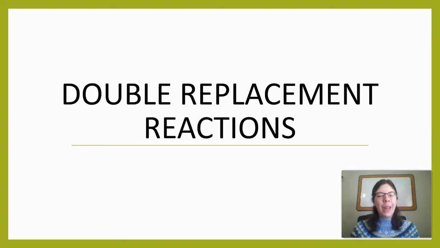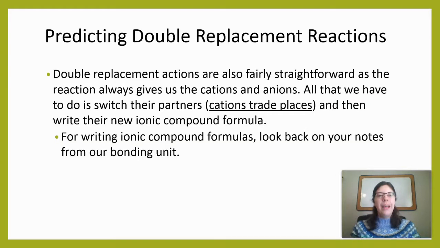Okay, so the other type of reaction that we need to predict products for are double replacement reactions. Now, these are a little more complicated than combustion reactions, but they're still pretty straightforward because you will always be given the cations and the anions for the reaction. And all that you need to remember is that they're trading partners.